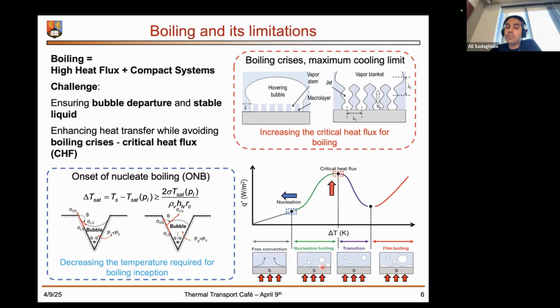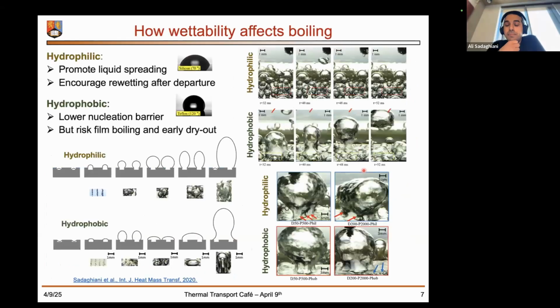Then we start to observe bubbles forming, coalescing, and departing from the surface, up until a point where the surface is fully or partially covered with vapor. At this point, we reach the critical heat flux, where the liquid and surface are separated through a vapor phase. So wettability not only affects how the phase change or boiling incepts on these surfaces, it also affects the dynamic between the liquid and vapor.